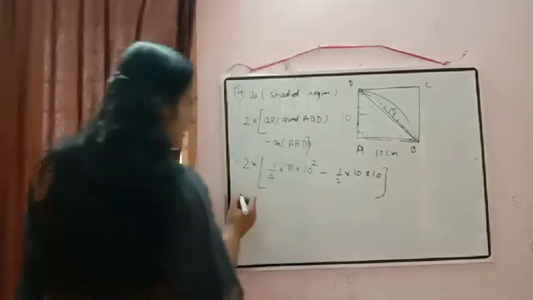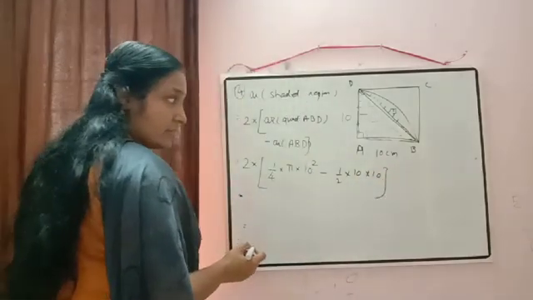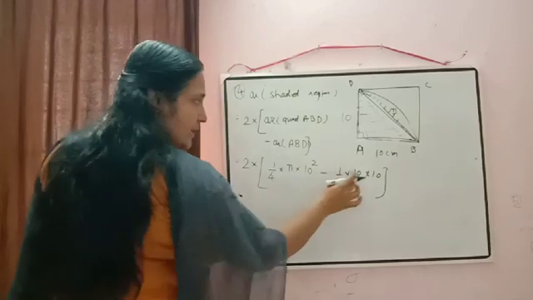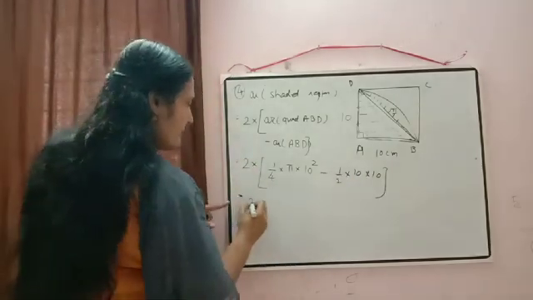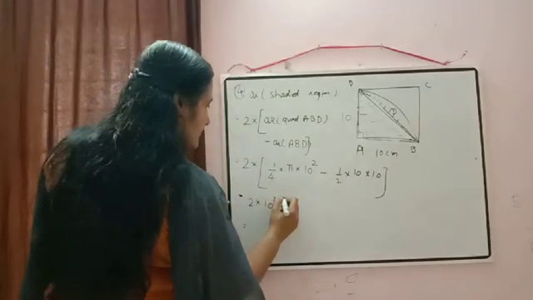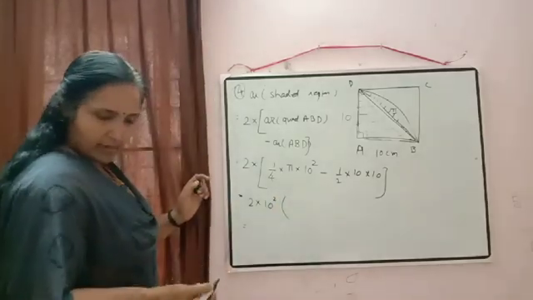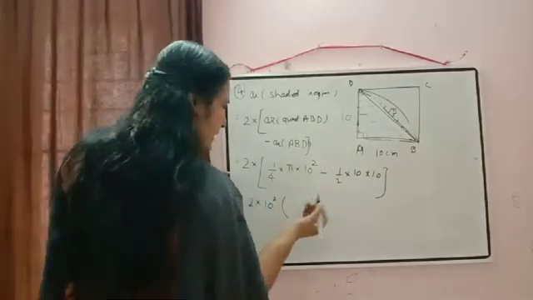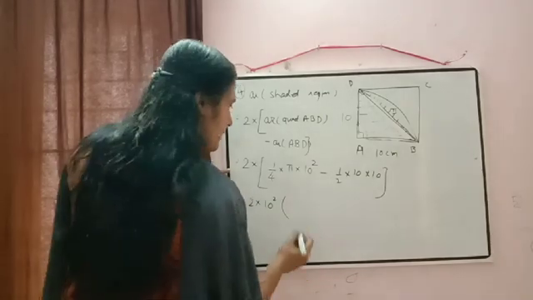Anything common here? Yes, we have. What are the things common here? 10 into 10, 10 square is common. So take it outside, 2 into 10 square taken common. And any instruction not given, so pi, if you want, you can take 22 by 7.